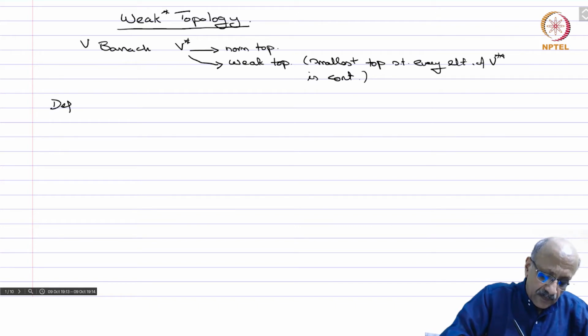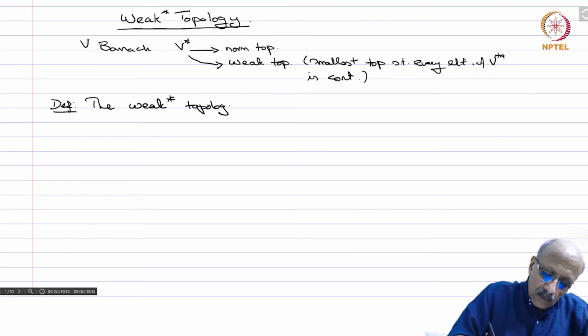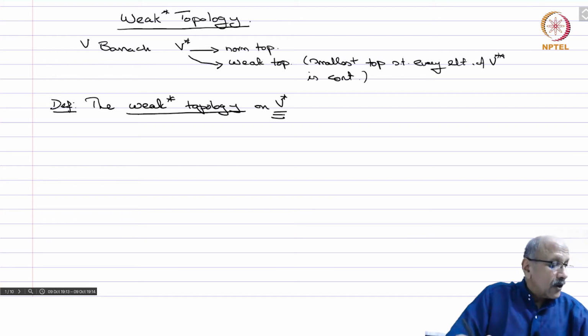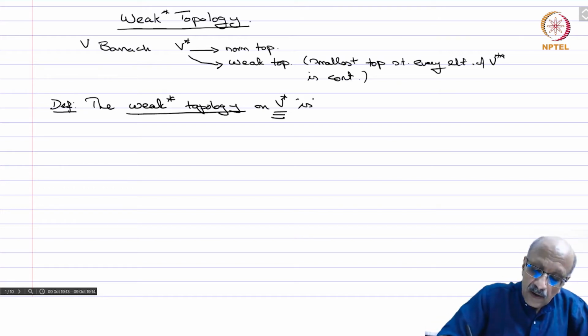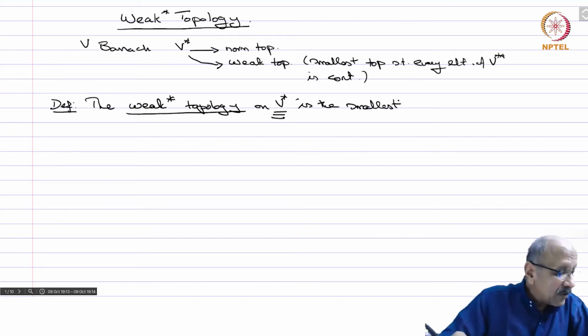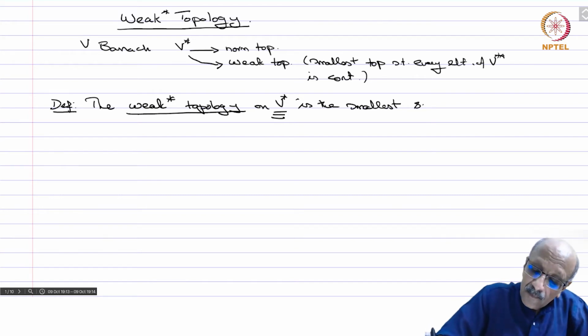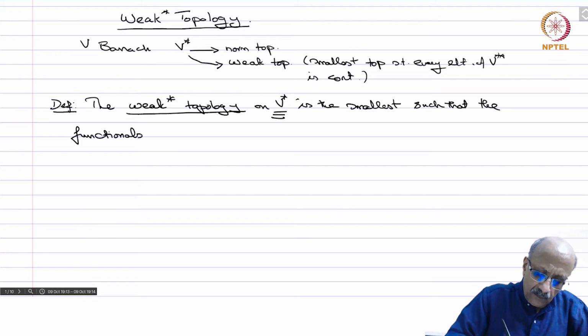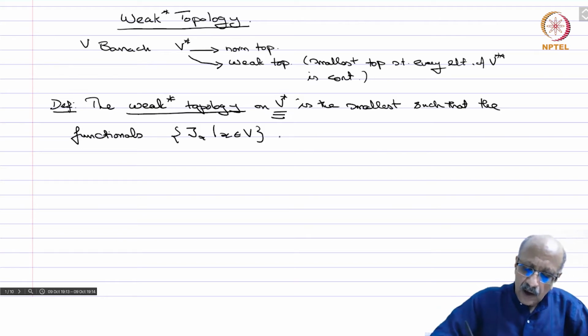So definition: the weak star topology on V star, so this is always defined only on the dual space, is the smallest topology, smallest in the sense of smallest number of open sets, such that the functionals Jx, x belonging to V, are continuous.